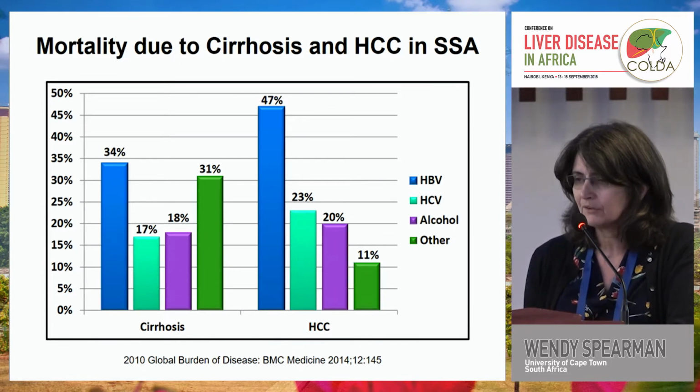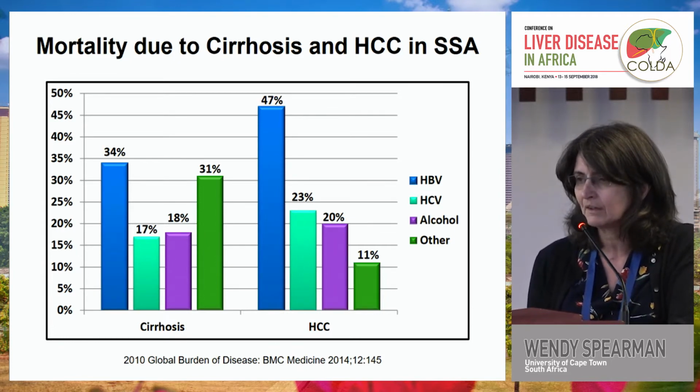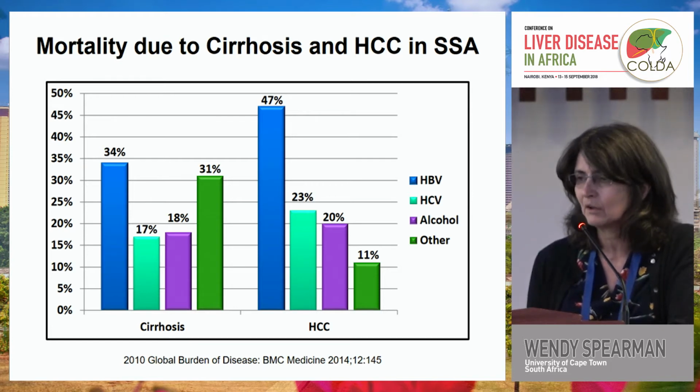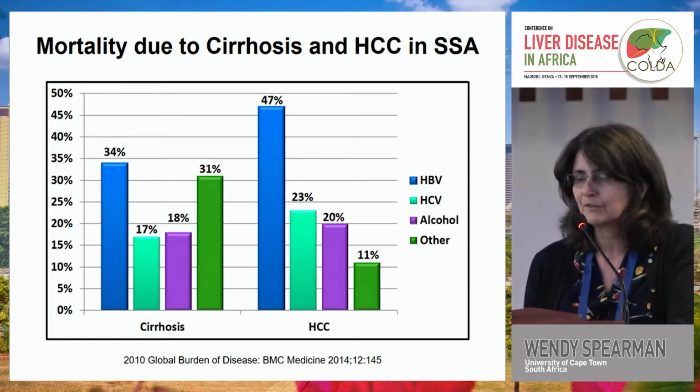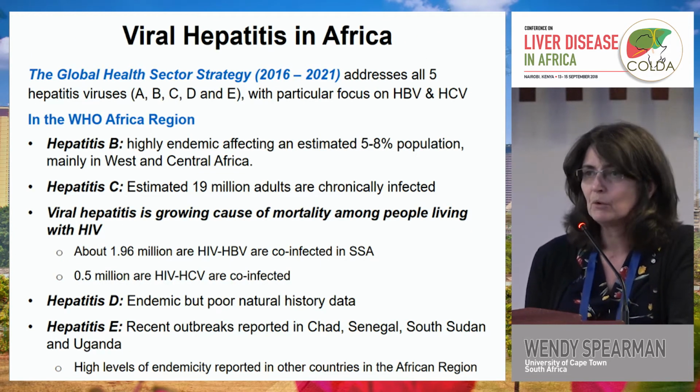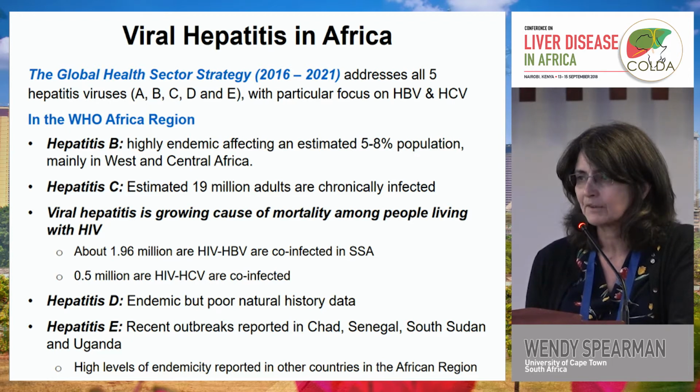This is a relatively old study from the Global Burden of Disease in 2010, but what you can see is that the majority is due to hepatitis B, C, and alcohol, for cirrhosis mortality and HCC. But what is concerning is that in cirrhosis, up to 31% is put down to other, and 11% for HCC. This probably reflects a number of factors: lack of diagnostic ability, lack of data, but also patients often presenting in pre-terminal stages.